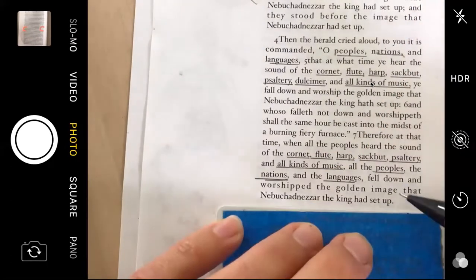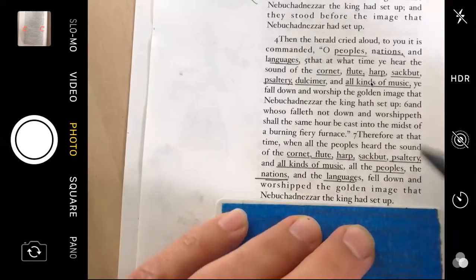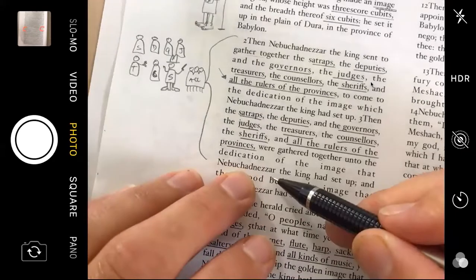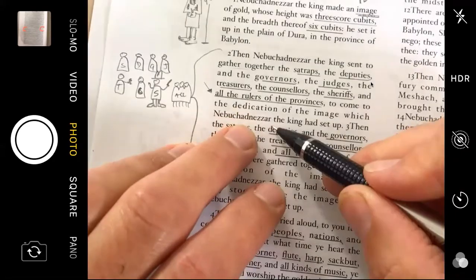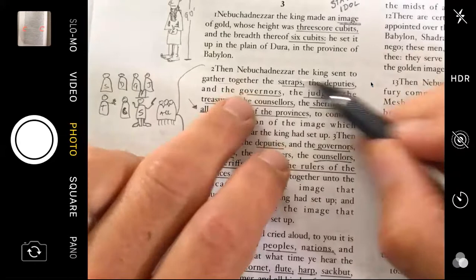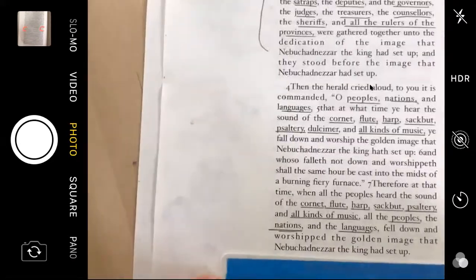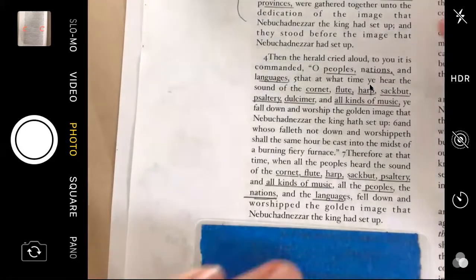Again, it's the gold image that King Nebuchadnezzar had set up. The image that Nebuchadnezzar had set up, over and over. Do you see how repetitive it is? It's kind of funny. All right, so now we have to draw.